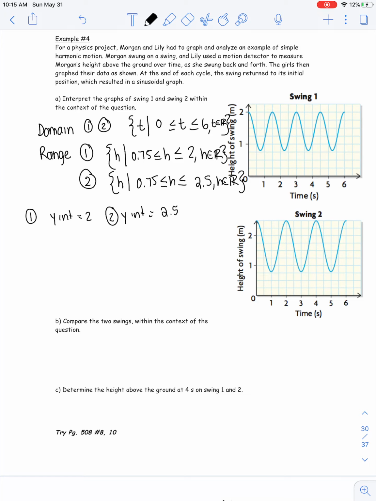So how long it's going to take to return to its initial starting point, meaning all the way up, would be a distance for the first one of 1.5. So swing 1, the period, is equal to 1.5 seconds versus swing 2, the period is actually, if you look at the max, when it returns to the max, it's 2 seconds. Now it's going to take longer because it went a greater distance.